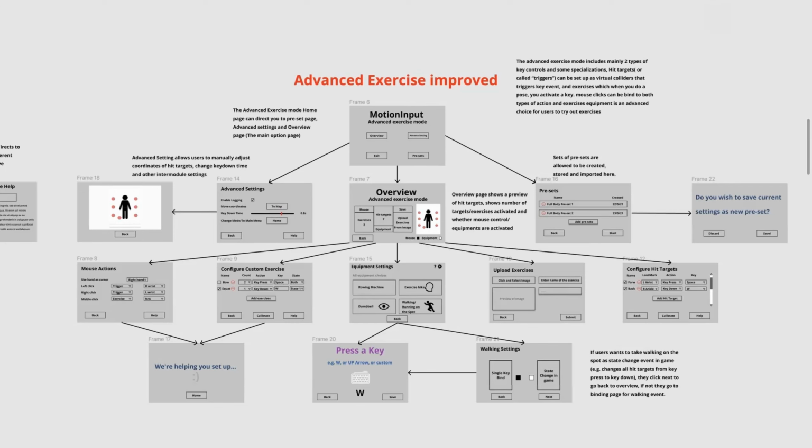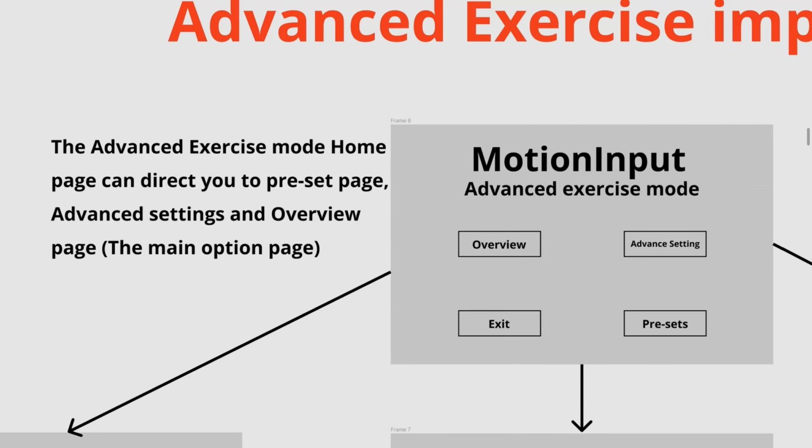The advanced exercise mode includes mainly two types of key controls: hit targets, which can be set up as virtual colliders that trigger key events, and exercises, which trigger a key when you do a specific pose. The home page can direct you to the Advanced Settings page, Overview page, and Presets page.